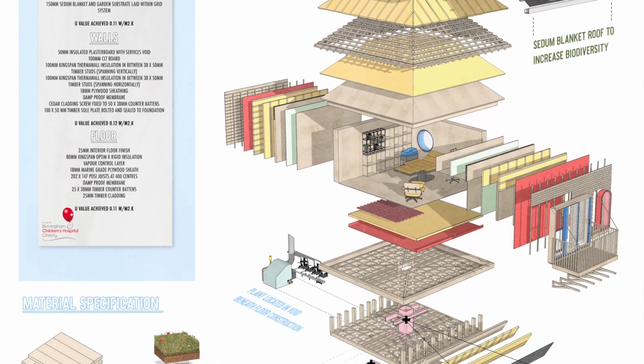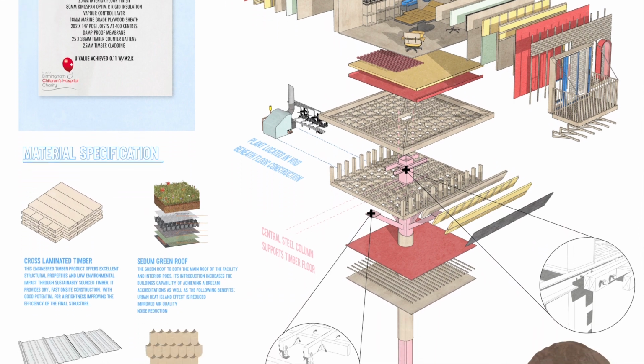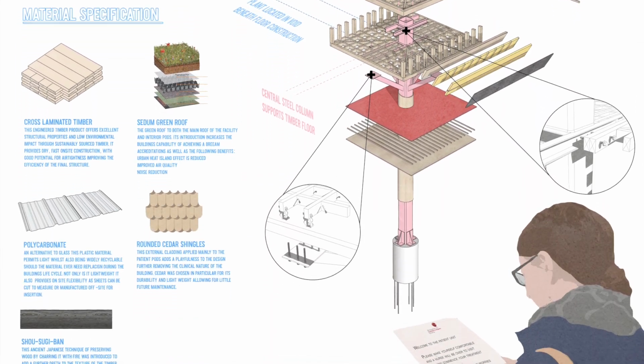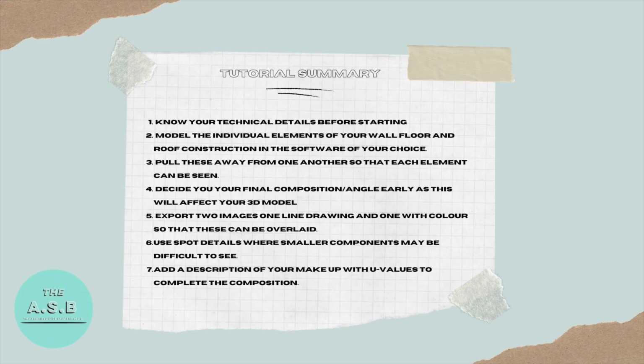Quite simply, get your head around your structure, layer the individual elements, modeling them in SketchUp, take those apart, give yourself enough space, set a scene, export it, bring it into Photoshop, play around with the layers, the line weights, make sure you're layering your line drawing over your color drawing to make sure that the color's not going to be too overbearing, and then just add a little bit of detail around the edge of it, and it's as simple as that. So that is how to very quickly create an exploded axonometric drawing using SketchUp and Photoshop.